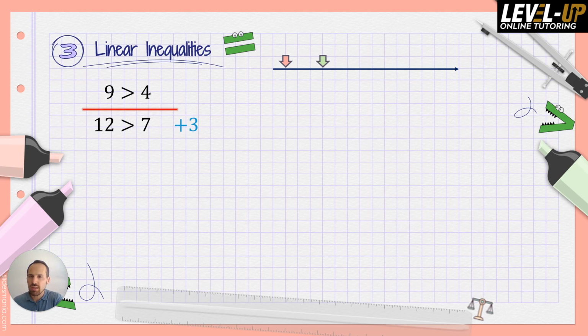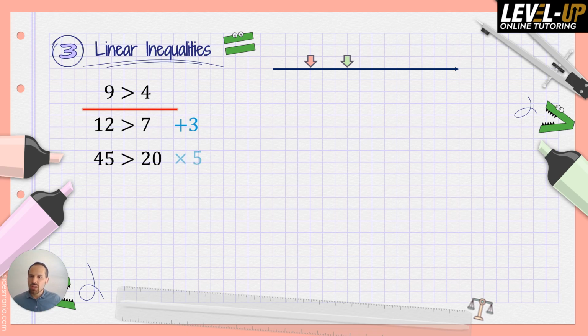But we can visualize it on that number line. Adding 3 is essentially like shifting both to the right by some constant amount. And so if the green is greater, the green will stay greater than the red because they're both shifting along by the same amount. So that makes sense. The sign is not going to change there.